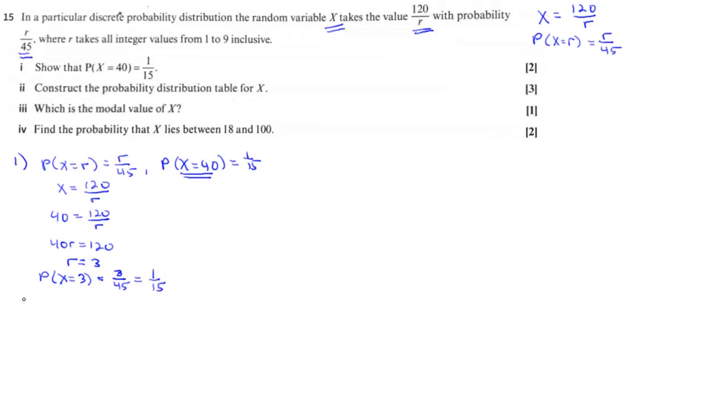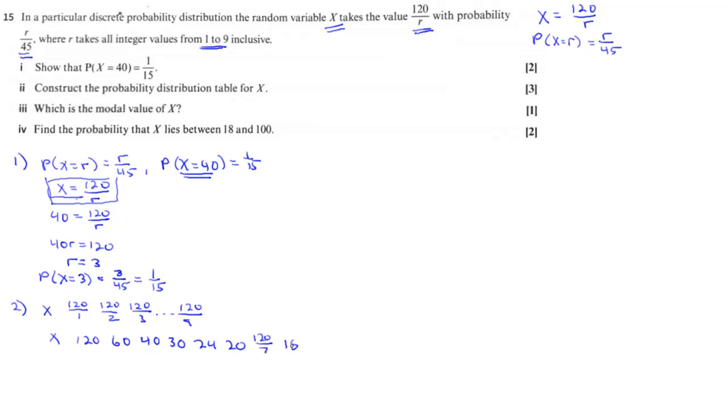Now for part 2, they want us to construct a probability distribution table for x, and so we're going to need to know our x's, and we figure those out by doing 120 divided by r, and r is 1 through 9. So 120 divided by 1, 120 divided by 2, 120 divided by 3, all the way up to 120 divided by 9. So x is going to be 120, and then 60, and then 40, and then 30, and then 24, and then 20, and then 120 divided by 7, because that didn't come out very nice, and then 15, and then 40 over 3.